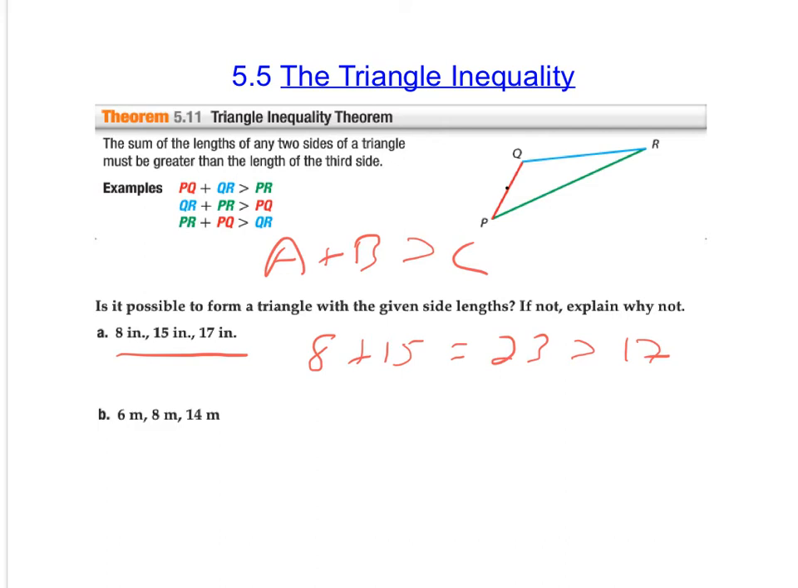In the second problem, our two smallest sides are 6 plus 8. 6 plus 8 is equal to 14, which now equals the third side, 14. So, no, we cannot make a triangle out of that, because 6 plus 8 needs to be greater than 14, not just equal.